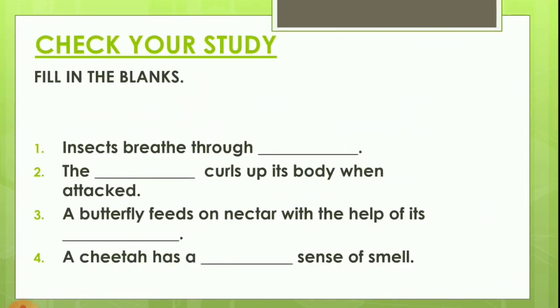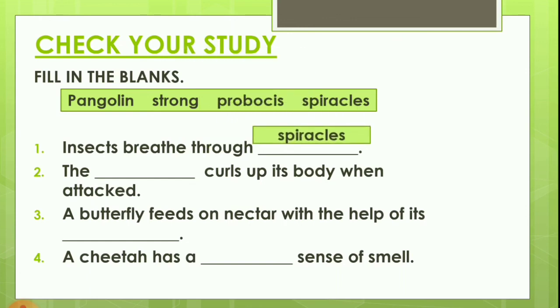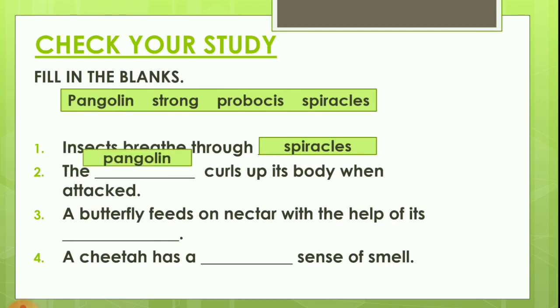Next question is, fill in the blanks. Insects breathe through dash. Pangolin, strong, proboscis or spiracles. Insects breathe through tiny holes which are present on the body, which is known as spiracles. The dash curls up its body when attacked. कौन सा एनिमल होता है जो अपने आप को कर्ल कर लेता है? इट्स द पैंगोलिन एंड द मिलीपेड.